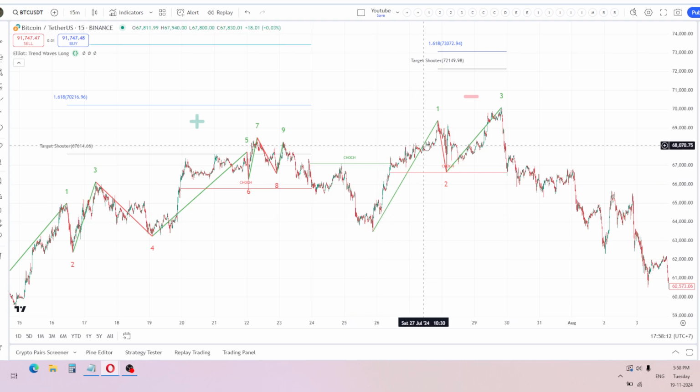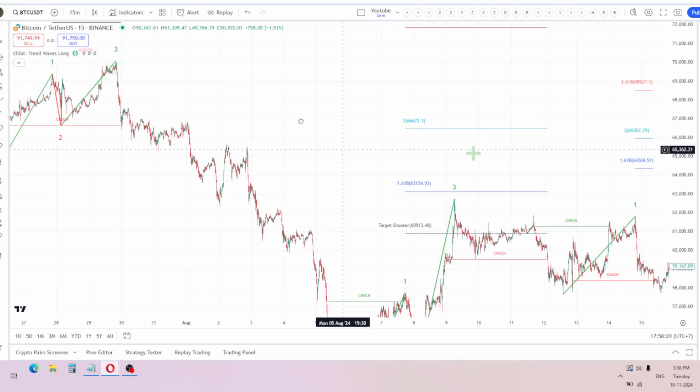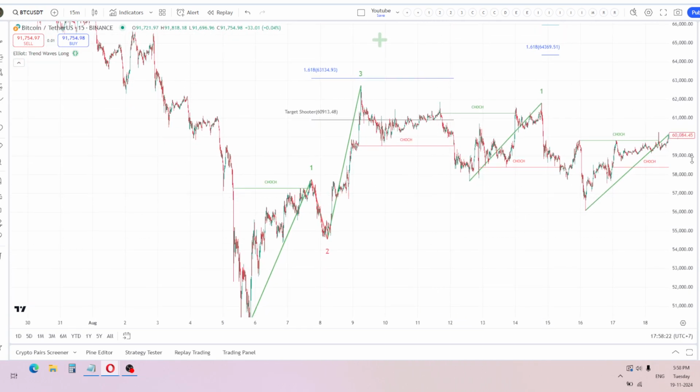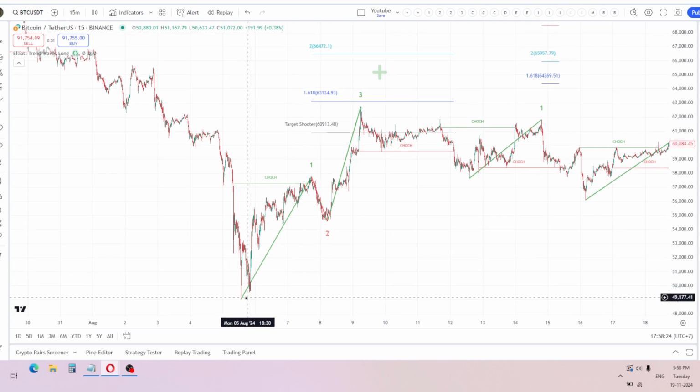Next trade, first wave, second wave, entry here, and stop loss. Targets were not reached. Next example, first wave, second wave, third. We have reached the target shooter, Fibo not reached, and the exit was made by the change of character line when a big trend was changed.